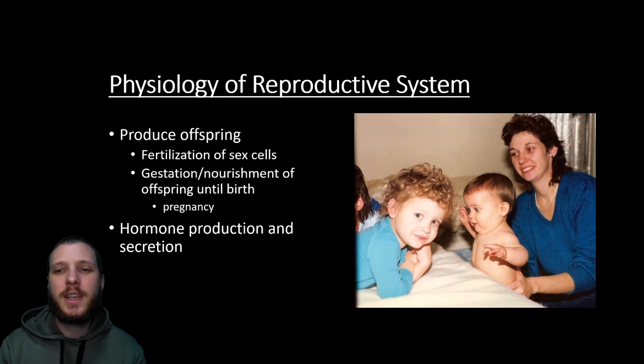And so when we talk about the physiology of the reproductive system, again, the whole goal is to produce offspring. So the fertilization of those sex cells, and then the gestation and nourishment of the offspring until it's ready to be born. And that's what we're going to call pregnancy. Along with that, these sex organs are also going to produce hormones like we saw in the endocrine system, where the testes are going to produce testosterone or androgens, and the ovaries are going to produce progesterone and estrogen.